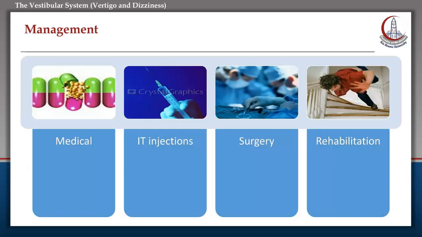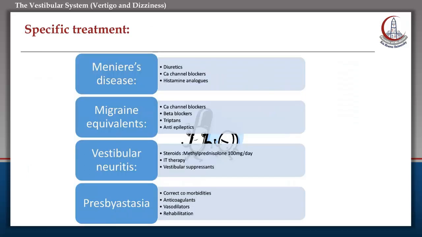And in all cases, we have to enhance compensation, like I told you, and this is the role of rehabilitation of the vestibular system. So whenever you have a patient with a vestibular disorder, you have a wide variety of choices for this patient, depending on the stage of the disease and depending on the response of the patient to your treatment and to your primary treatment.